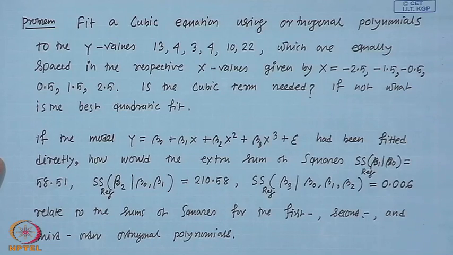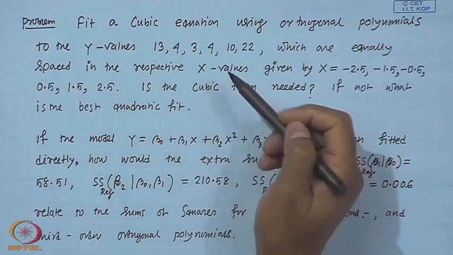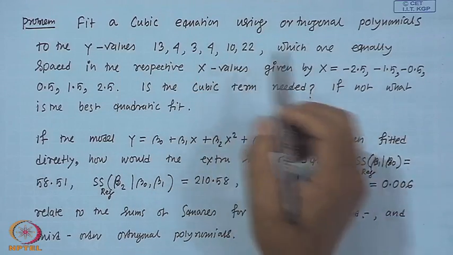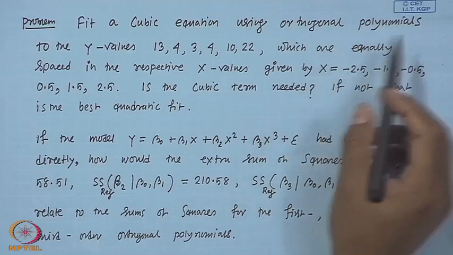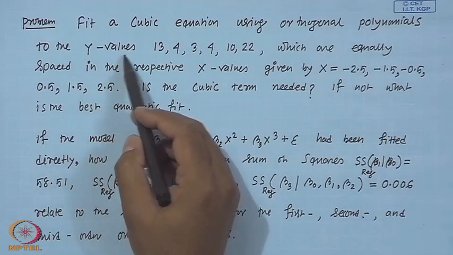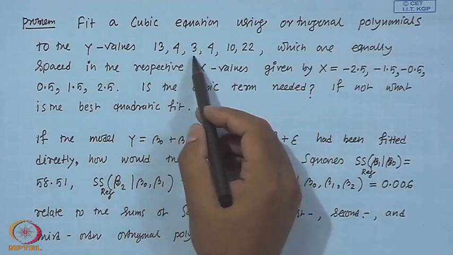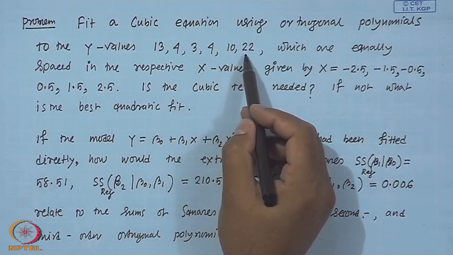So, that is all about the second order polynomial fitting involving two variables, and now we will solve some problems on orthogonal polynomials. So, here is the problem. Fit a cubic equation using orthogonal polynomials to the y values. The values are 13, 4, 3, 4, 10 and 22.